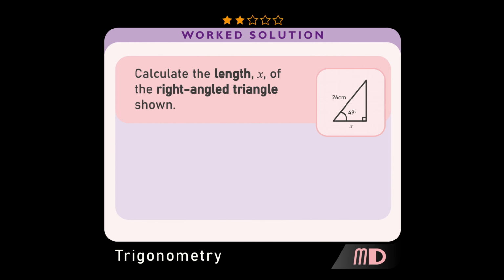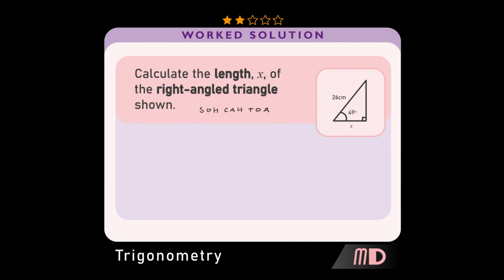The mnemonic SOHCAHTOA can be used to recall the three trigonometric ratios, where the sine ratio is the opposite side divided by the hypotenuse, the cosine ratio is the adjacent side divided by the hypotenuse, and the tangent ratio is the opposite side divided by the adjacent side.